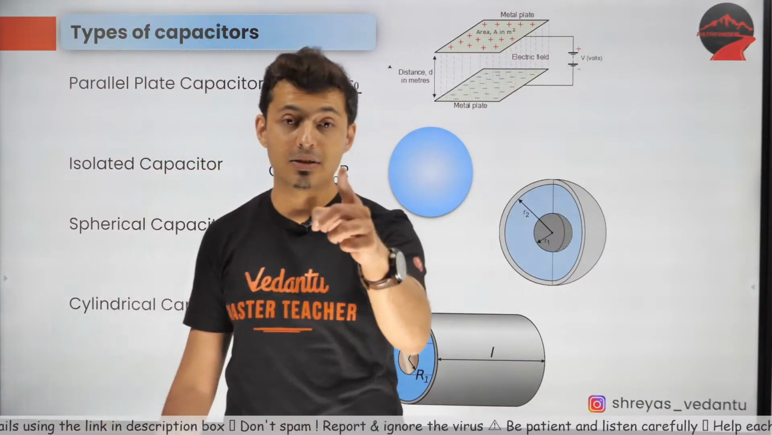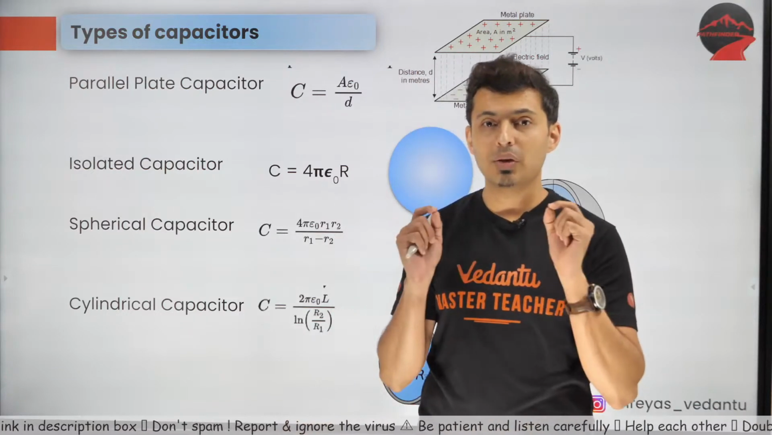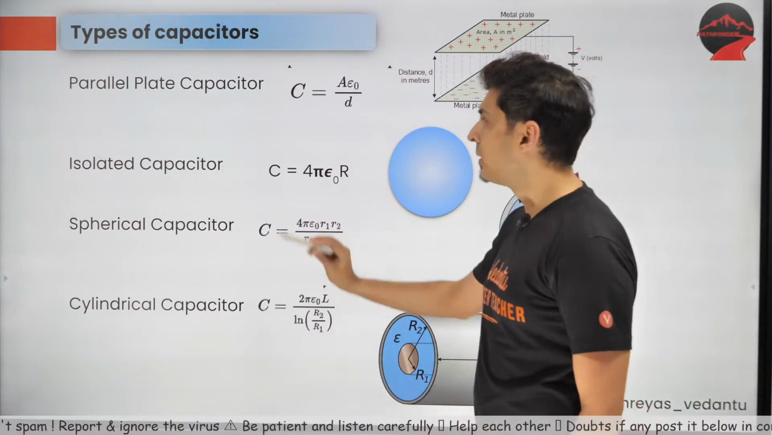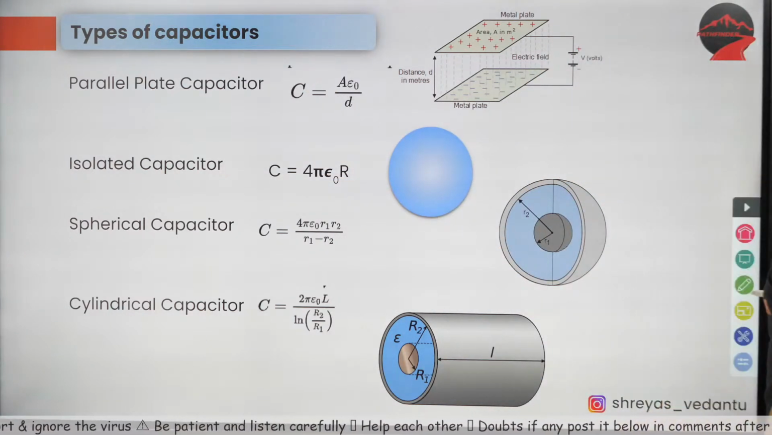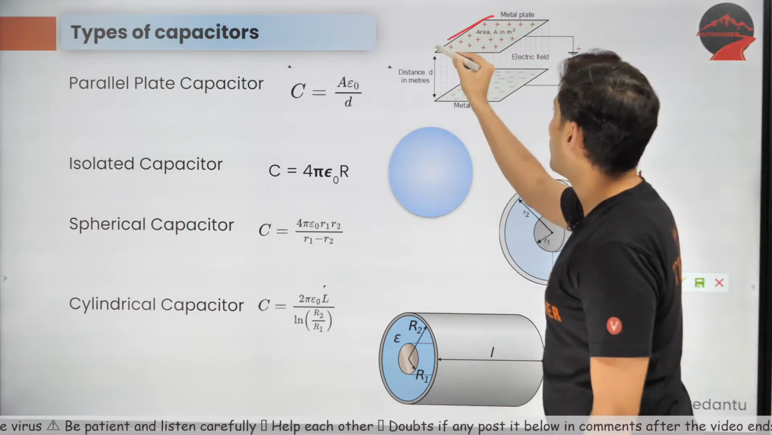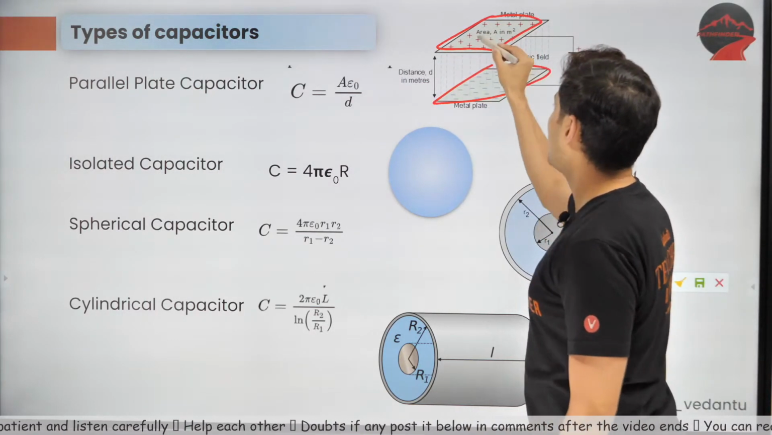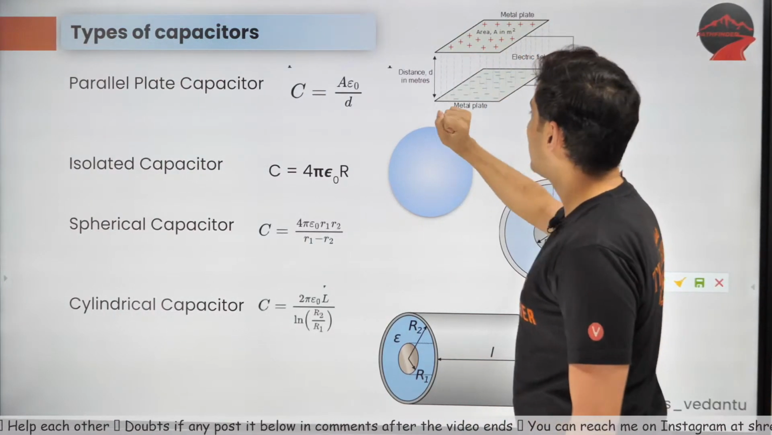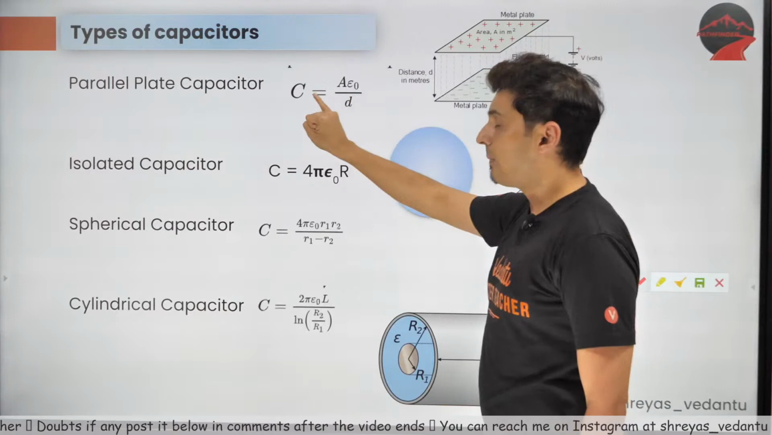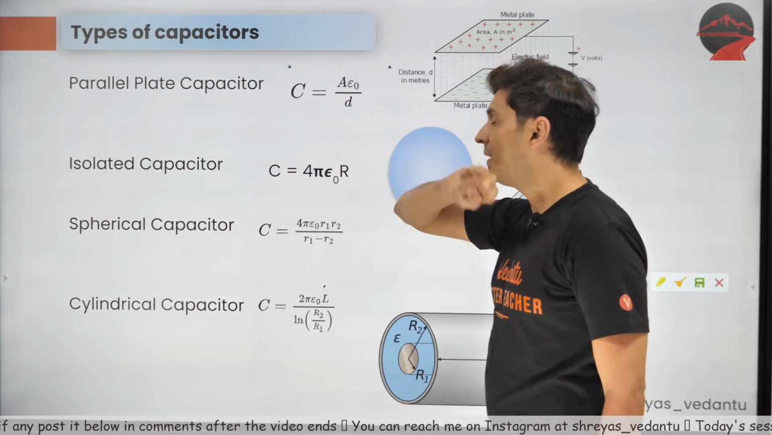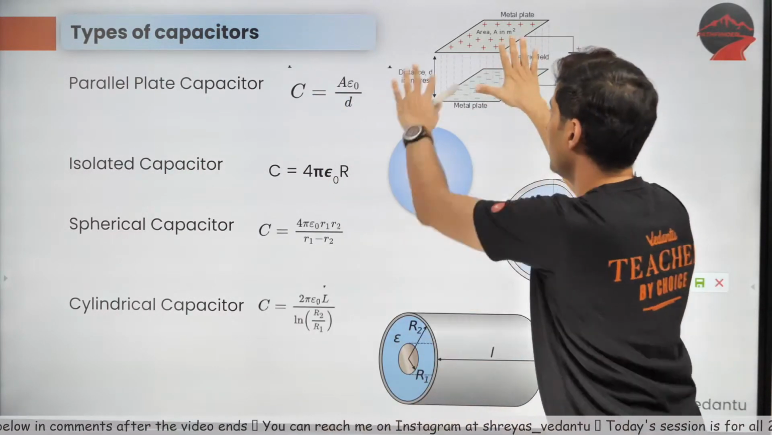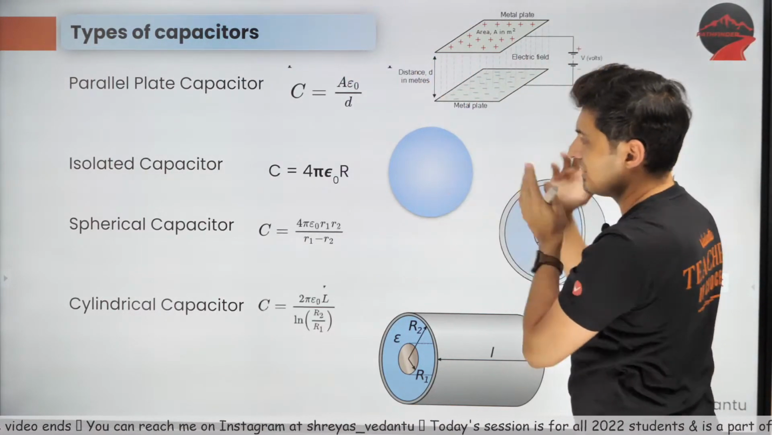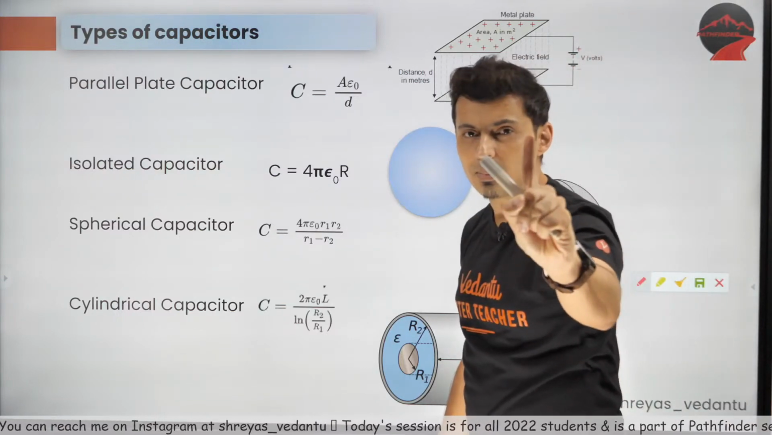Different types of capacitors. You should know each and every type. You should know the formula for them. You should know how it looks also. First type, parallel plate capacitor. You have two plates, one positively and one negatively charged. The area of the plate is A, the distance between them is D, and the capacitance is A epsilon naught divided by D. If more area is there, more capacitance. If less distance is there, more capacitance. That's number one type of capacitor.